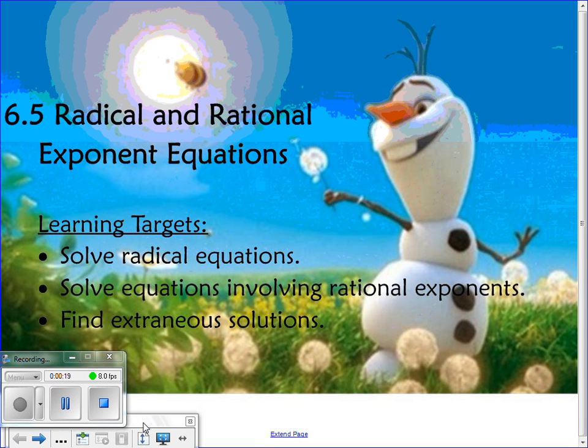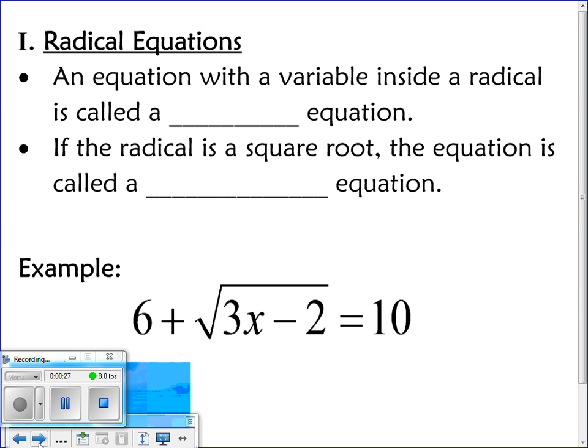We've never had an equal sign. Now we will. We're going to actually be solving things, okay? Today would probably be the easier of the 2 days of solving, but either day, they're not terrible, okay? All right, so radical equations. An equation with a variable inside a radical is called a radical equation.